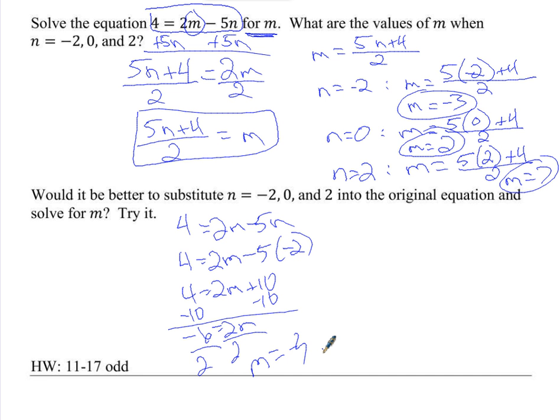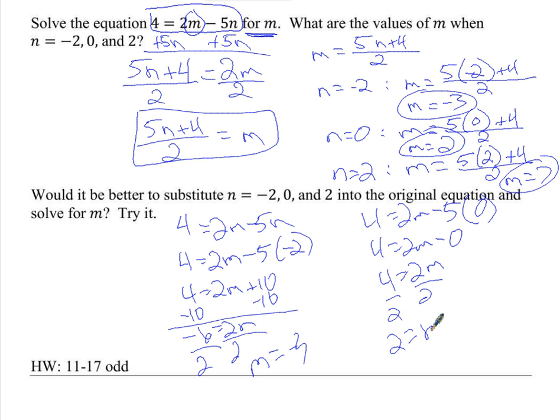Now we'll do the second one. We have 4 equals 2m minus 5, parentheses, 0. So 4 equals 2m minus 0, which is gone. So now I just have 4 equals 2m, and then I divide both sides by 2, and I get 2 equals m. I get the same answer.